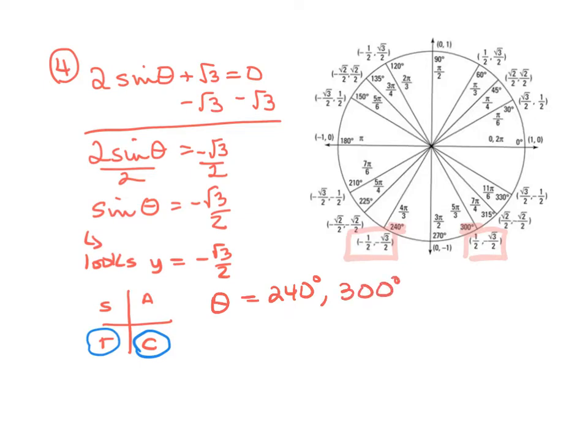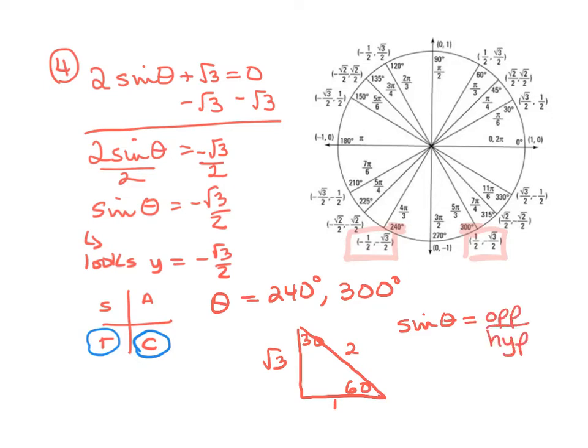Now I could also draw the triangle here and figure out which is my reference angle. So again, have your triangles drawn. 1, 2, root 3. Remember, sine is going to be opposite over hypotenuse. Now, I can already see my reference angle is 60. So let me go ahead and just set up my angles in relation to the 60.